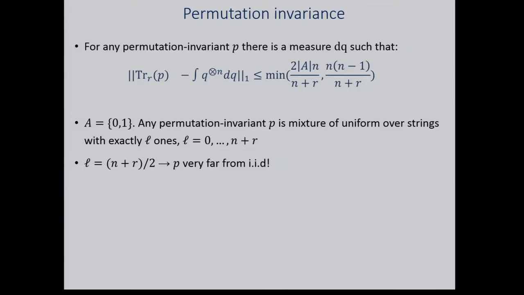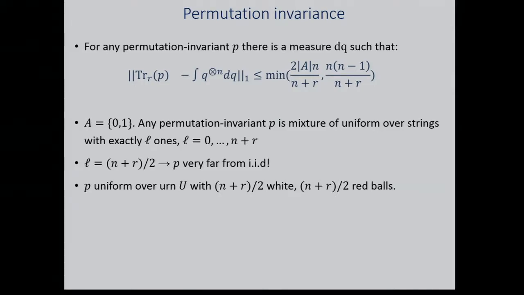So I'm going to describe an experiment that's going to explain what's happening here. This is what Diaconis and Friedman showed. So my initial distribution, this permutation invariant distribution, let's just fix this particular example when I have half ones. It's like being uniform distribution over an urn that has half white balls and half red balls, right? Half ones and half zeros. And now, what's the distribution that's obtained by marginalizing r coordinates? It means I only look at n coordinates, so I take n samples from this urn without replacement.